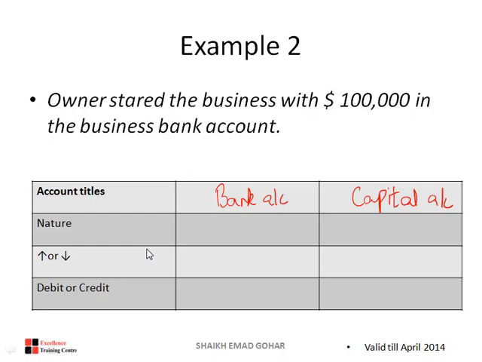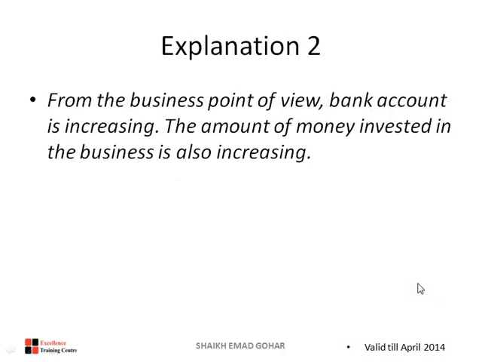Cash either at office or in the bank account is your asset. Only the place is changed, but the nature is not changed. Asset. Capital is capital. So from the business point of view, bank is increasing and capital is also increasing. You are investing, asset increase and capital increase. Getting it? Easy. So this is the explanation. From the business point of view, bank account is increasing, the amount of money invested in the business is also increasing.